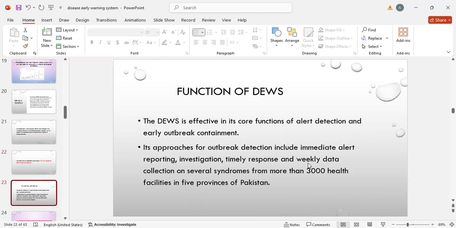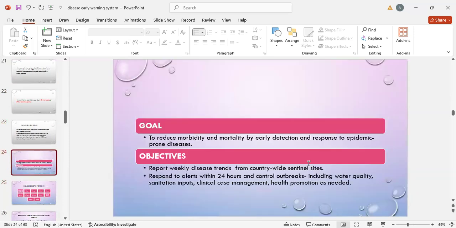Function of DEWS. The DEWS is effective in its core function of alert detection and early outbreak containment. Its approaches for outbreak detection include immediate alert reporting, investigation, timely response, and weekly data collection on several syndromes from more than 3,000 health facilities in 5 provinces of Pakistan.